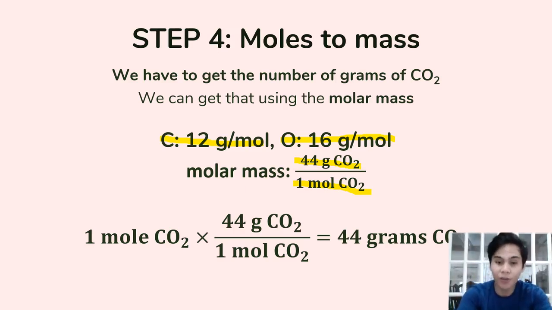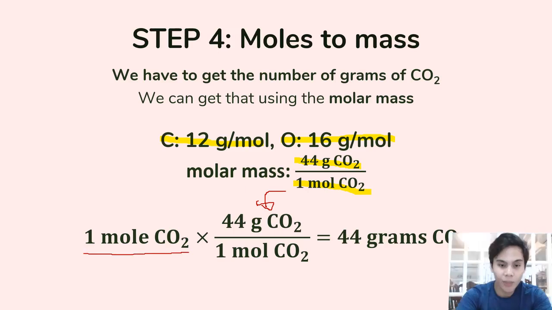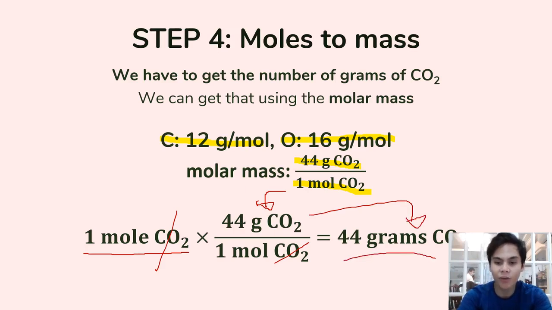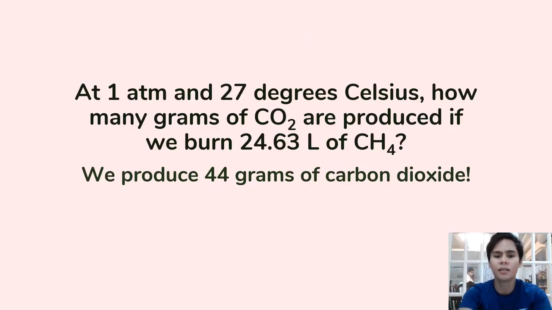So, since we have 44 grams per mole, we can use that as a conversion factor in dimensional analysis. So we start out with our mole of CO2. We multiply it by the molar mass so that we can cancel out the unit. And we get the number of grams of carbon dioxide, which is simply 44 grams of carbon dioxide. Again, the final answer is that there are 44 grams of carbon dioxide whenever we burn 24.63 liters of methane at this specific pressure and this specific temperature.